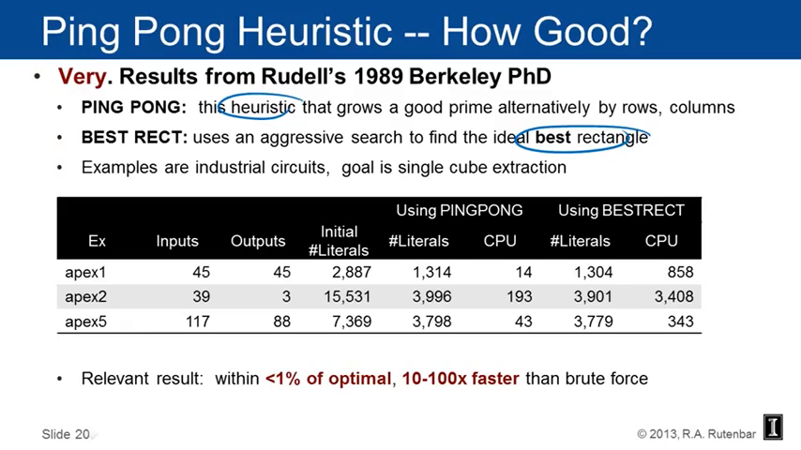So this is a nice little table. There are a lot more results of this type. But the relevant result is that all of the examples are well within 1% of the perfect best solution for pulling out, in this case, just a single cube from all of these networks. But they're running 10 to 100 times faster. And today our computers are zillions of times faster than the computers were in 1989. So you can do this on really big designs really fast.